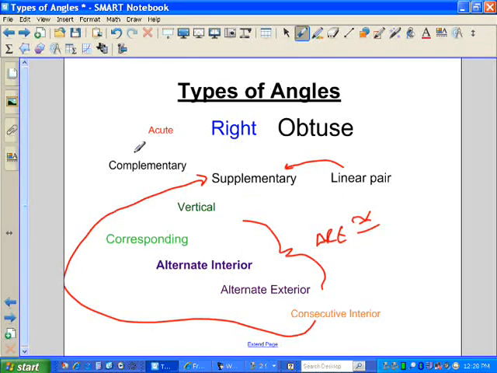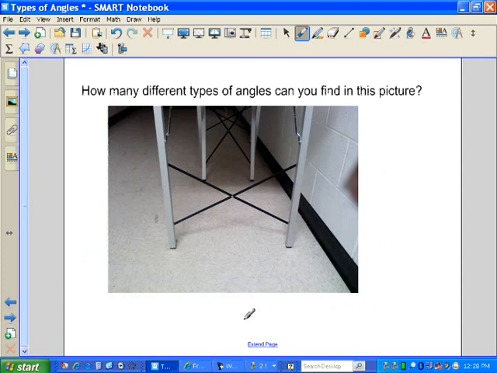So, lots of angles, lots of words, lots of vocabulary. Last question that I'll leave you with, how many different kinds of angles can you find in this picture? Of the ones we just went through, stop, pause for a second, answer a few. It'll lead you towards the project also.